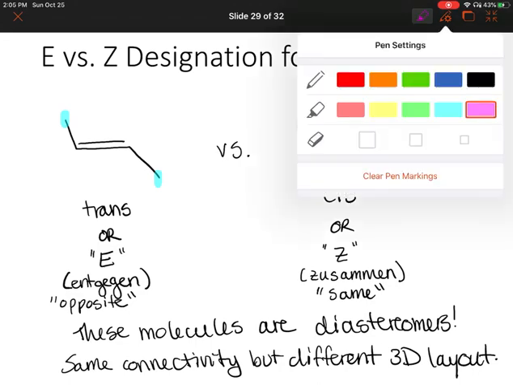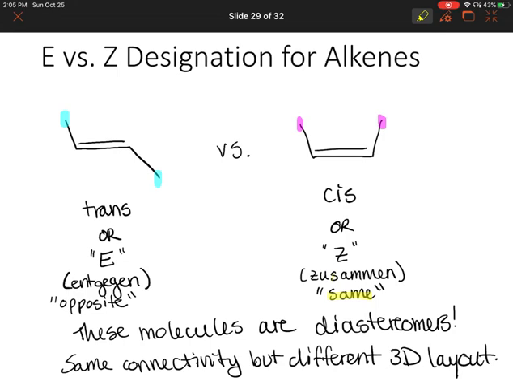And I kind of like that "same" is kind of in the term there. So zusammen, same, they're very similar. So that helps me to remember which one is Z and which one is E. All right, so let's look at another example of how we can use E and Z, because it does come in handy for other situations as well.